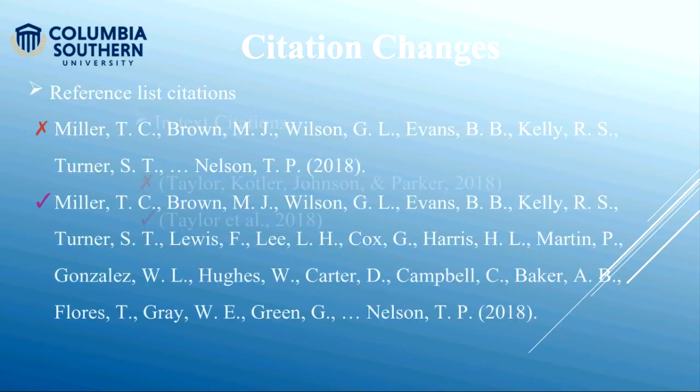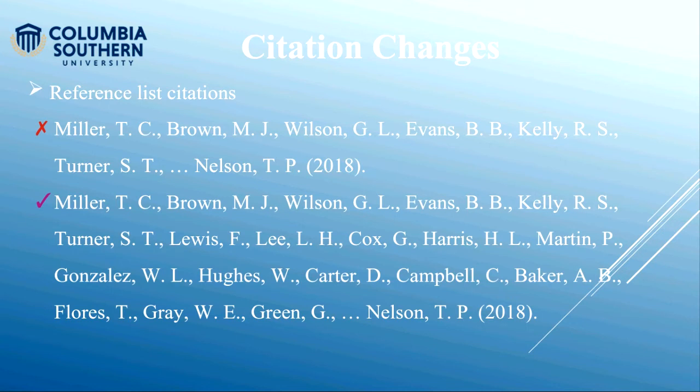More citation changes is your reference list citation. Where there are multiple authors, you should include surnames and initials for up to 20 authors. Now remember, this is your reference list, so this is different from your in-text. The in-text citations have been shortened. However, on your references page, you are to include the surnames and initials for up to 20 authors.